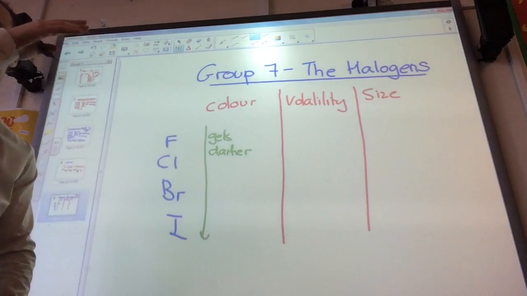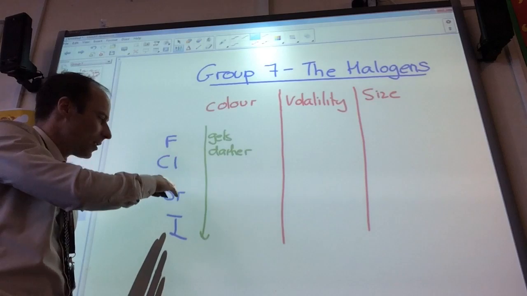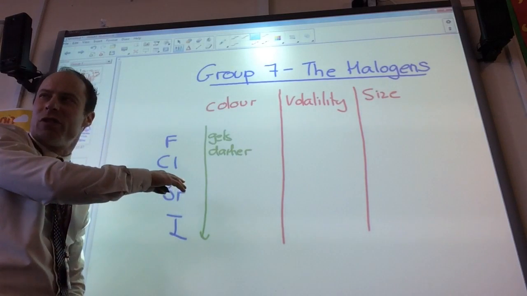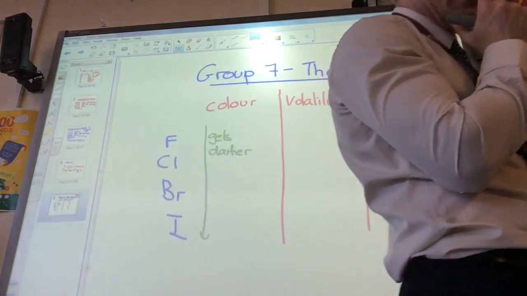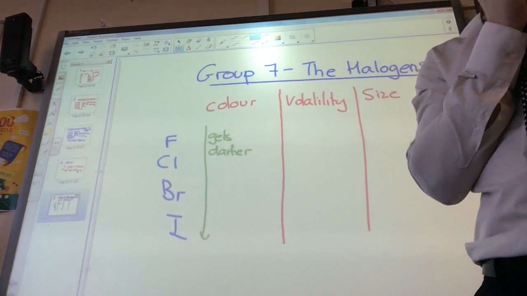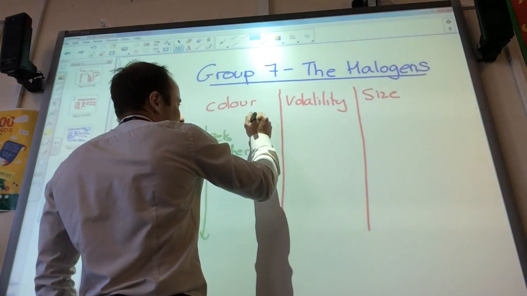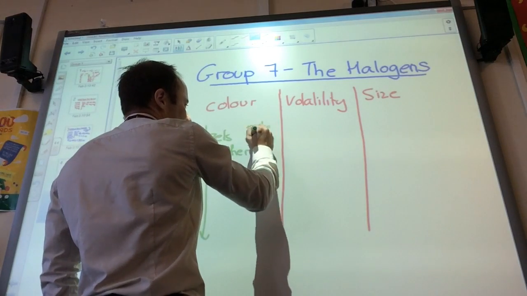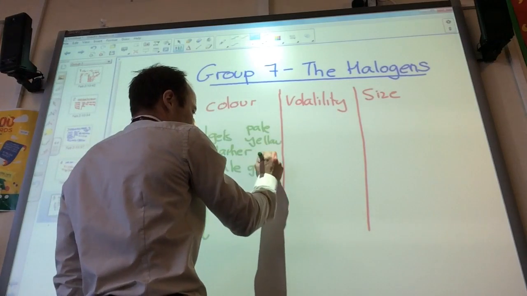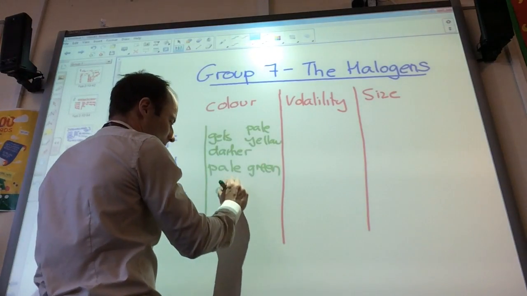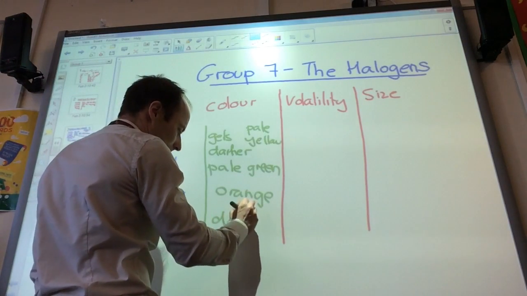So fluorine is like a pale yellow gas. Chlorine is a green gas. Bromine, can you remember, is like an orangey liquid. And iodine is a shiny grey solid, so they get darker as we go down the group. So you can put pale yellow. Chlorine is like a pale green. Bromine is orange. And iodine is a dark grey colour.